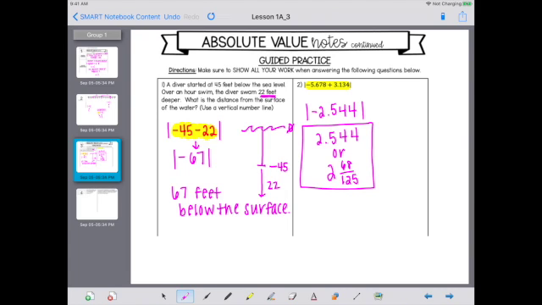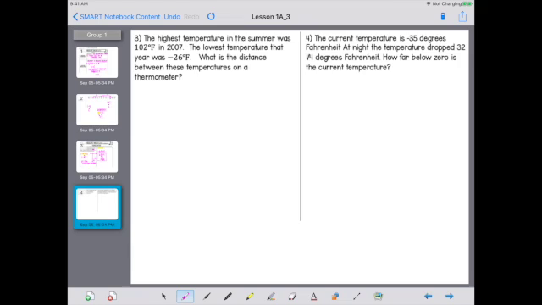Let's move on to number 3. They're asking you, the highest temperature in the summer was 102 degrees Fahrenheit in 2007. The lowest temperature that year was negative 26 degrees Fahrenheit. What is the distance between these temperatures on a thermometer? So you want to find the distance between. You can draw out the thermometer if you want. You can just write a computational absolute value if you want. Your choice. So pause the video and try it yourself, and then we're going to go over it.